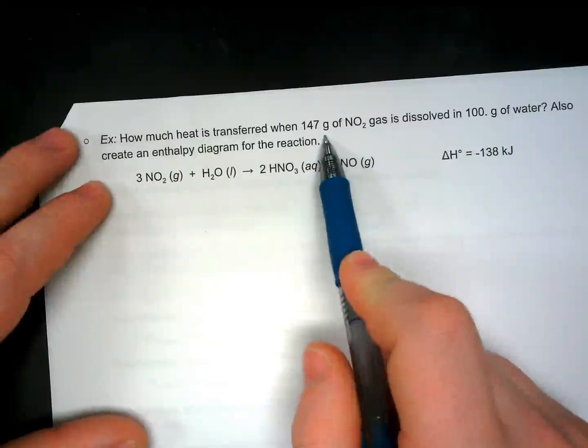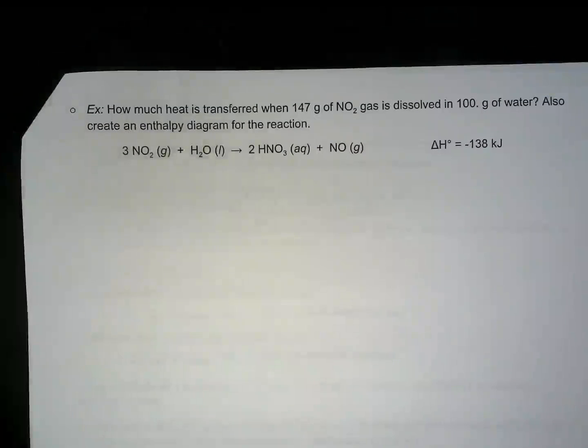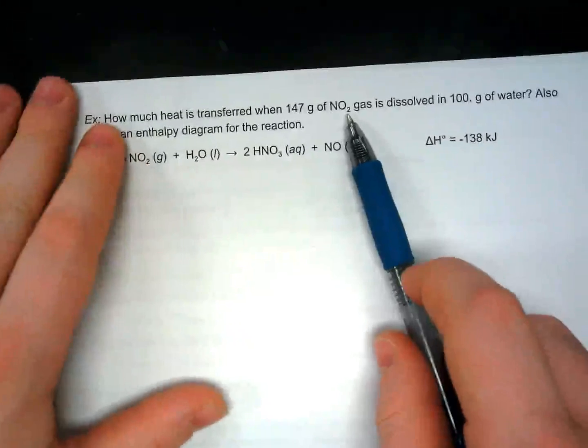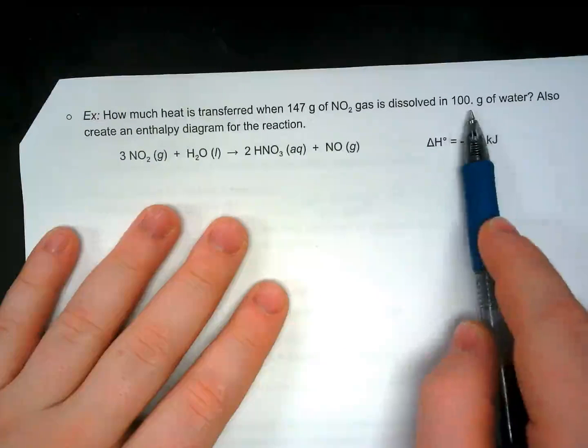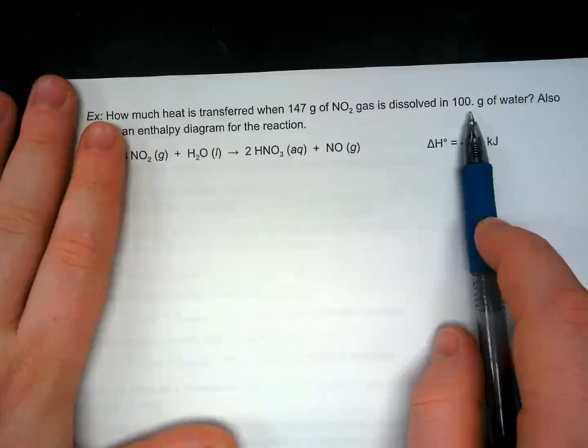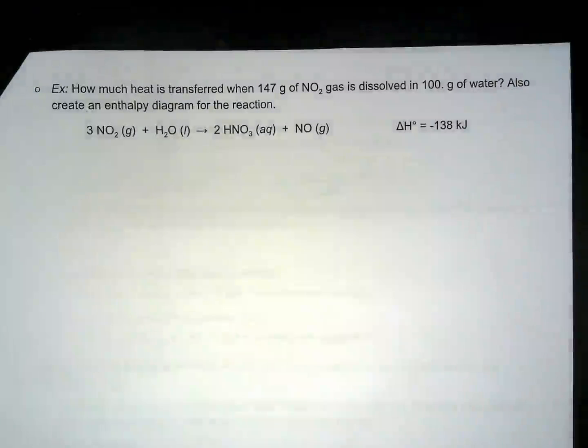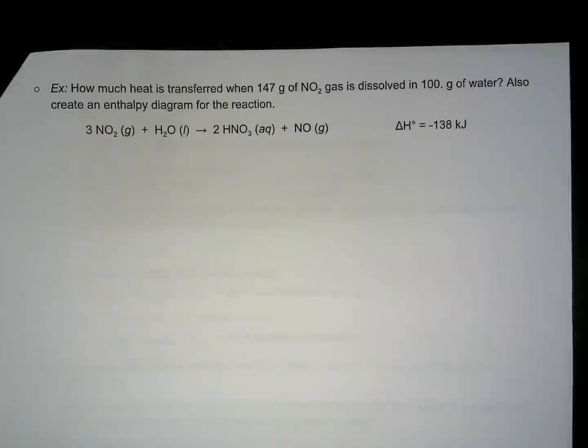So in this problem, it's now saying you have a limited amount of nitrous oxide here, and you have a limited amount of water. Create an enthalpy diagram for this reaction. Let's just focus on what we have to do first. Here, we have to determine who's going to run out first. In other words, we have to figure out who the limiting reactant is.